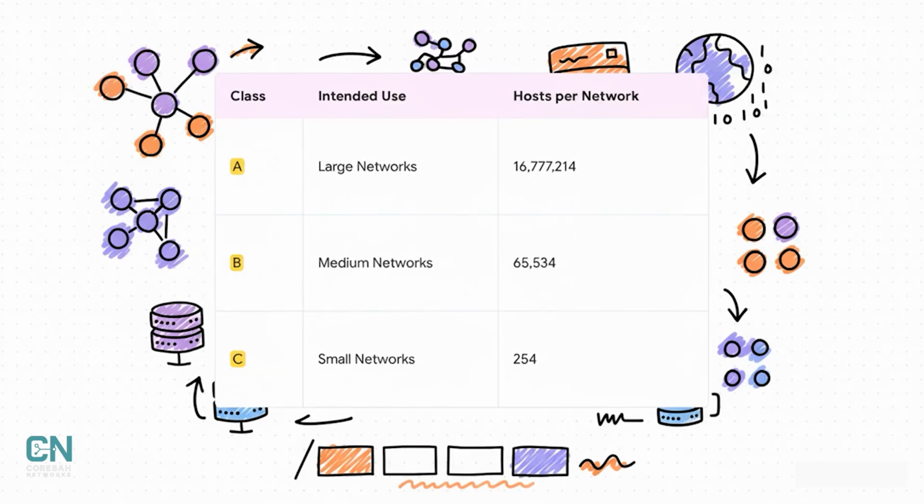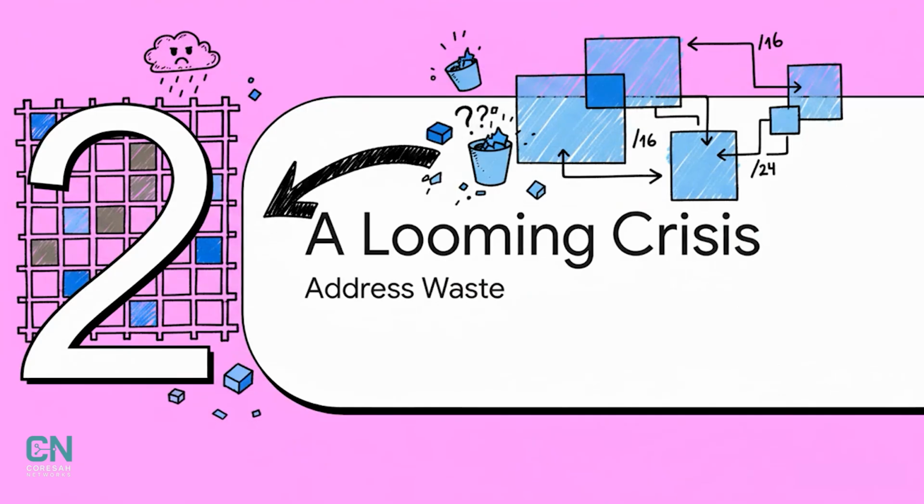You had Class C for small networks with just 254 addresses. Fine. But then you jump all the way to Class B with over 65,000. And Class A, a ridiculous 16.7 million addresses. There was nothing in between. You got one of these three, and that was it. So you can probably guess what happened next, right?